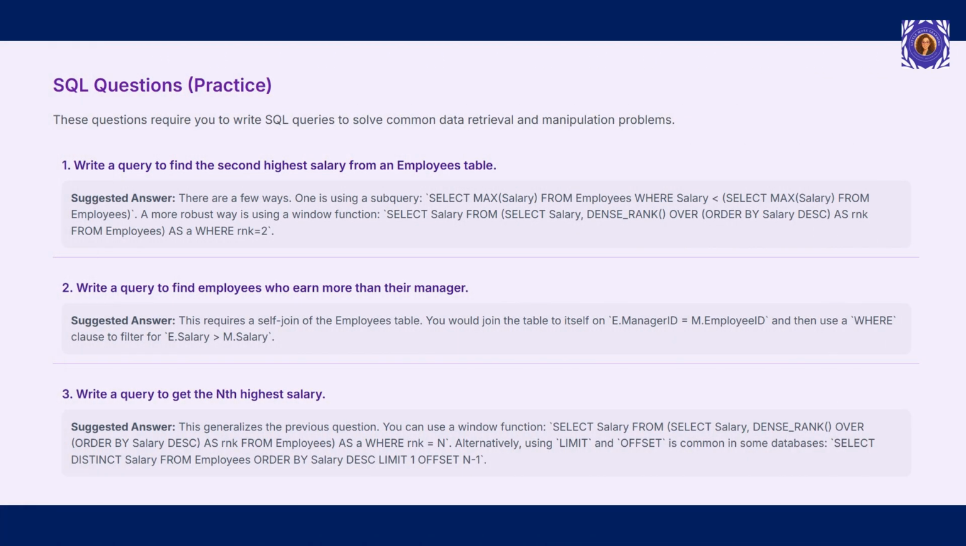Write a query to get the nth highest salary. This is a general version of the previous question. Again, the best way is with dense rank. Rank the salaries in descending order, then filter for the rank you need. For example, where rank equals N.